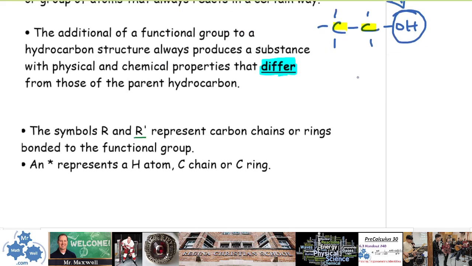Good job. Okay, so the symbols R and R prime represent carbon chains or rings. Now this is something that you'll see in your textbook, in the notes, in organic chemistry. R is a symbol for carbon chains and rings. So if we have R and we have something like R prime, that just means that these two carbon chains or rings are different. They're not necessarily identical, but these are carbon chains or carbon rings.